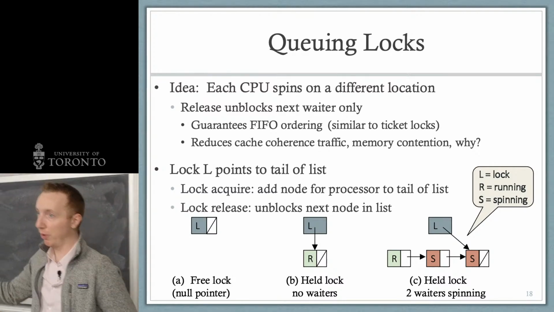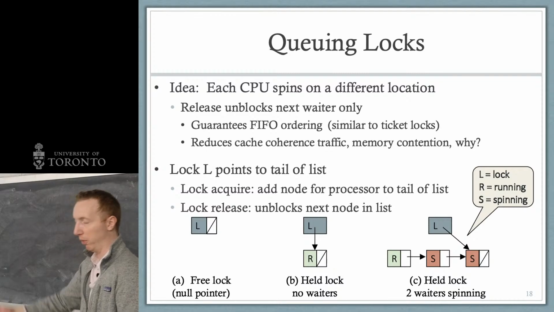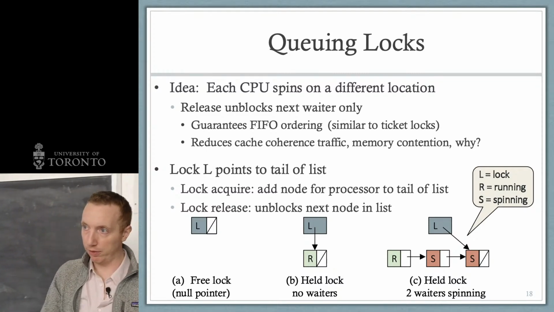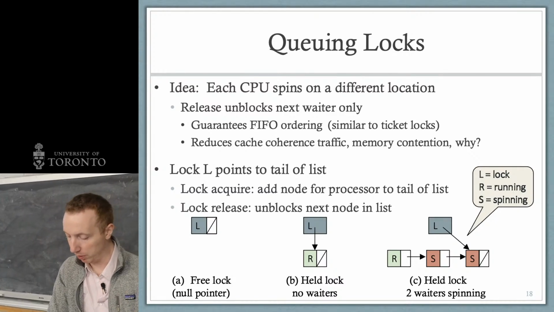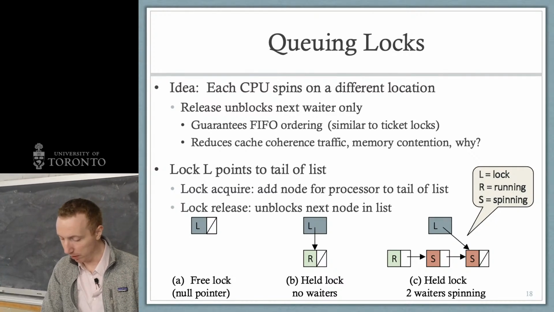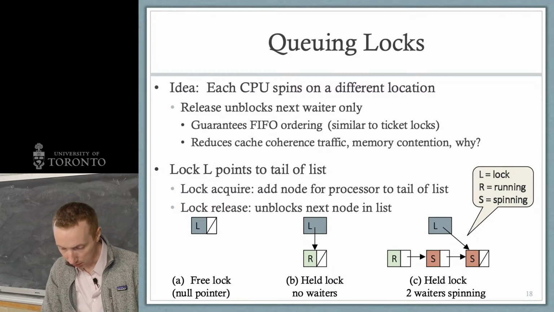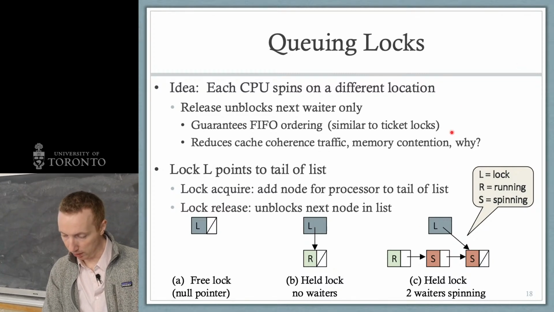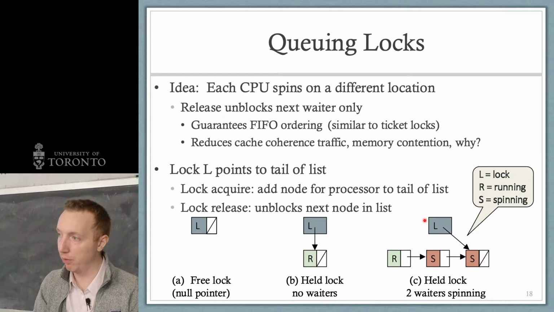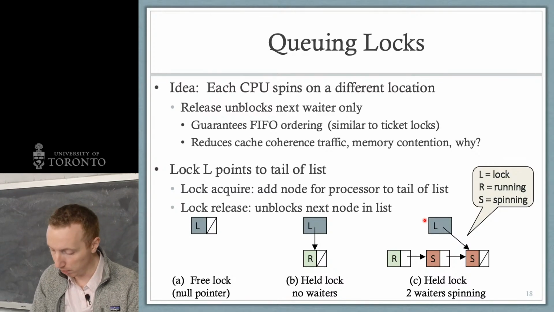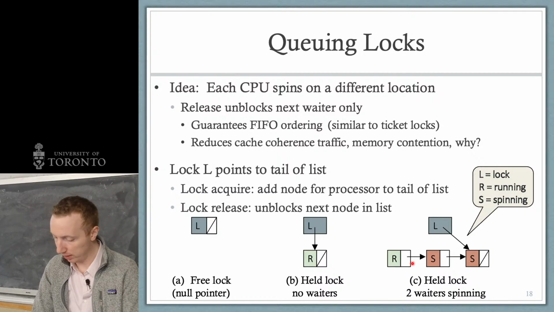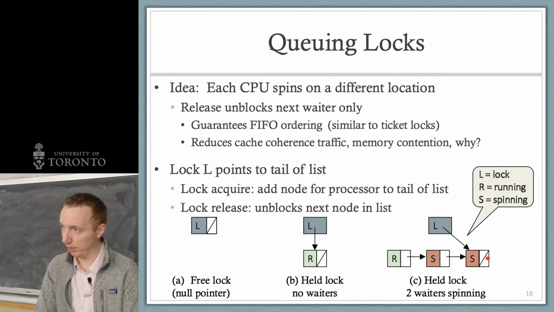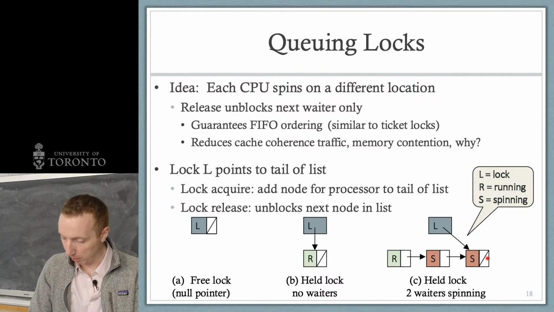So there's no point waking up something that's third in the list or something like that. If it's not the next one to acquire that lock, why would I even bother trying to wake it up? And here the lock is just that next pointer that points to whatever is currently running. And then running is the CPU that currently has that lock. And then these are other CPUs that are spinning, but they would all be on different memory locations.